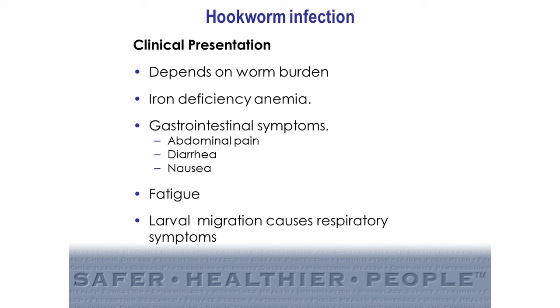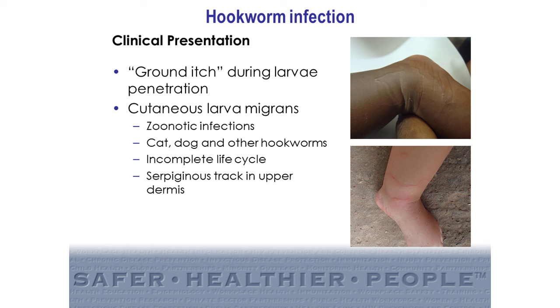Iron deficiency is the most common symptom. It is caused by blood loss at the site of intestinal attachment of the adult worms. Gastrointestinal symptoms can also occur. These include abdominal pain, diarrhea, and nausea. Fatigue as well as respiratory symptoms can be observed during the migration of the larvae. In addition, local manifestations and ground itch can occur during the penetration of the filariform larva.